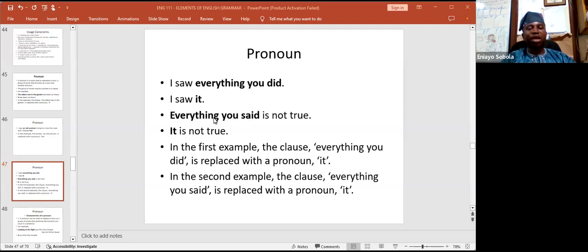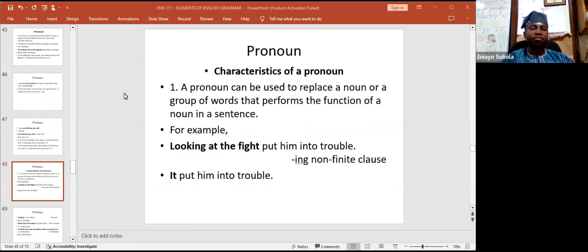In another example, everything you said is not true. Here we have, it is not true. It here represents the clause, everything you said. You can realize here that a clause that functions as a noun can be replaced with a pronoun, as demonstrated in the two examples here.